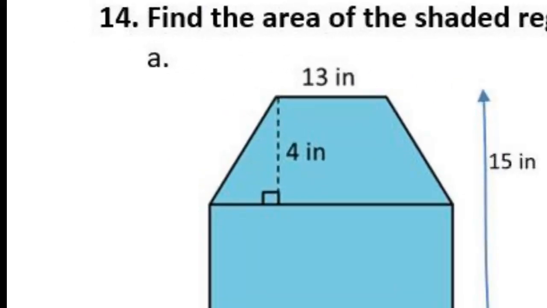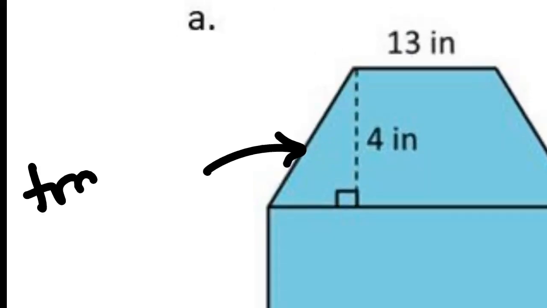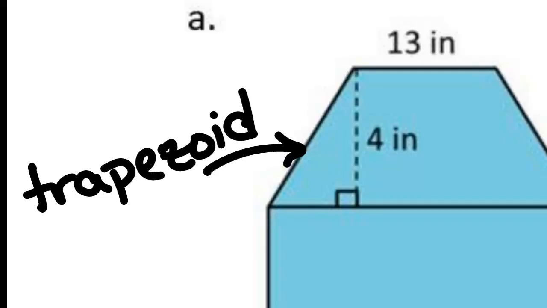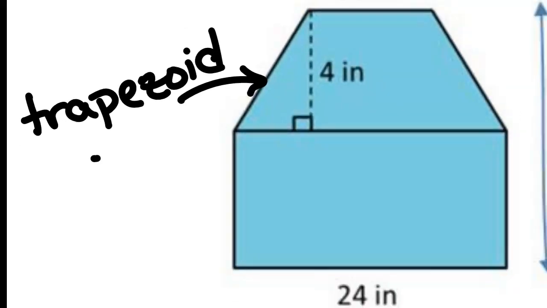Not a triangle. Trapezoid. I want to look at this entire shape up on the top. I know I could split that up into 2 triangles and a rectangle in between, but it's easier to look at it as a trapezoid. So we have a trapezoid here. Together, what operation do we use to put things together? Addition. So trapezoid plus this guy down here, which is a rectangle.